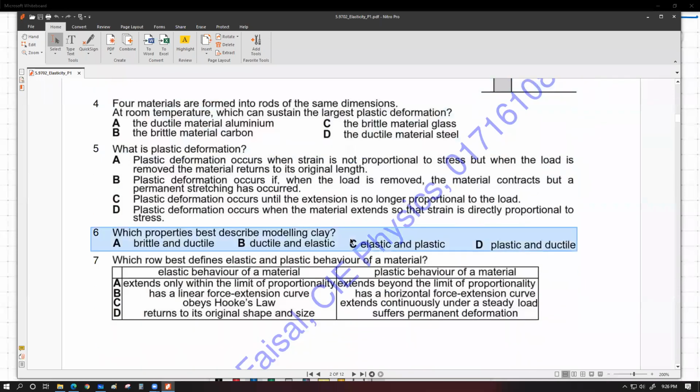Now look at this one: which properties best describe modeling clay? Modeling clay is the clay that we use for playing, like play dough. Which one do you think that represents?